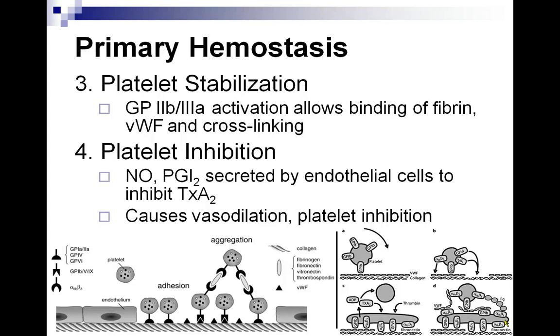We should also keep in mind that, like every system in the body, there are checks and balances, and there are inhibitory processes going on at the same time. So the platelets contain substances like nitric oxide and prostaglandins, or rather, those substances are secreted by endothelial cells, and they inhibit thromboxane, and so they work against some of these processes of adhesion and aggregation and stabilization.